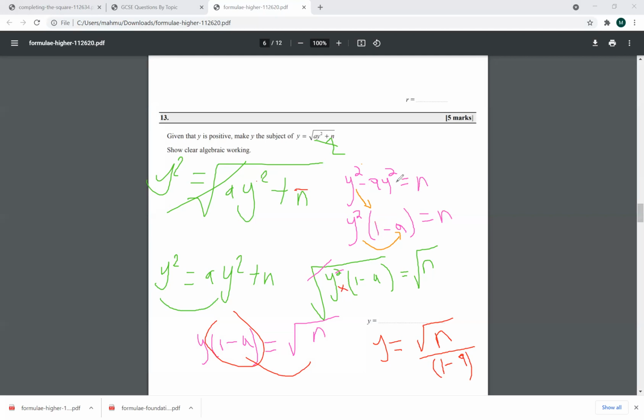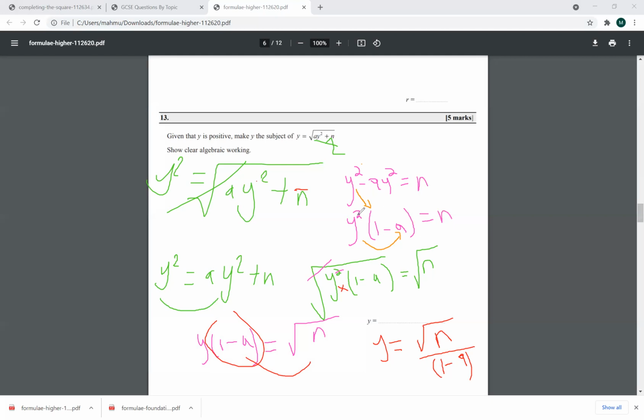Now, instead of expanding, I collapse. Collapse means put them into brackets. So I put the y squared outside, put 1 minus a. So it still gives me the same thing if I open it. If I ask you to open this bracket, it will give you this. So y squared times 1 is y squared, minus a times y squared is ay squared, equals n. So now that made it easy for me.